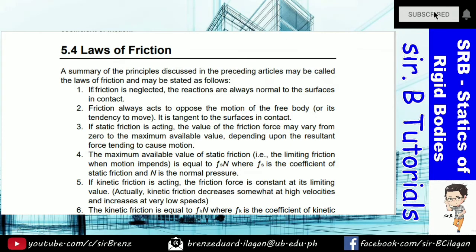For number 1, if friction is neglected, the reactions are always normal to the surface in contact. Okay? For number 2, friction always acts to oppose the motion. This is the most important: oppose the motion of the free body or its tendency to move. It is tangent to the surface in contact. Okay? So remember, oppose the motion of the free body.